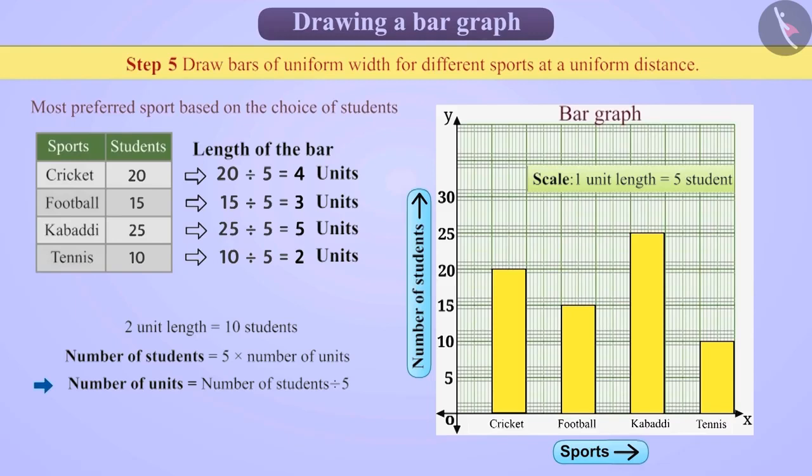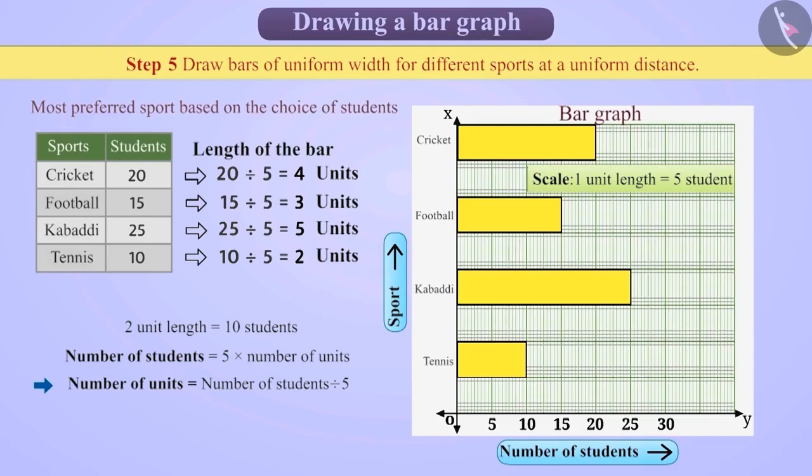Remember, it is not necessary that a bar graph has to be vertical. The same data can be represented by interchanging the positions of games and number of students. We can also show the bar graph horizontally. Looking at this bar graph, one can easily tell that kabaddi is the most preferred sport in the class.